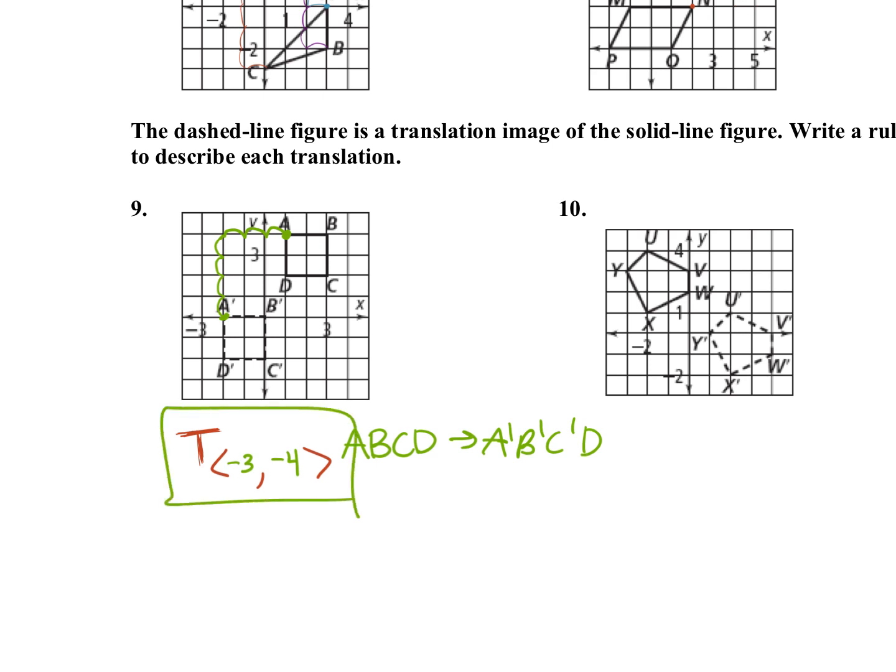This is what I would like to see from you. But this for sure gets you the credit. But like, let's say we don't put the moving it to the A prime, C prime. This is all you have to do.